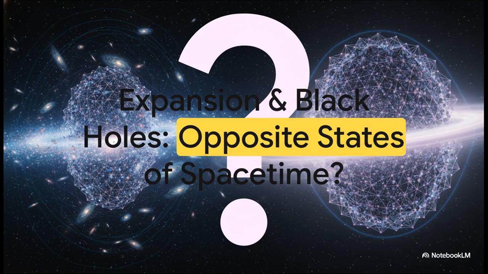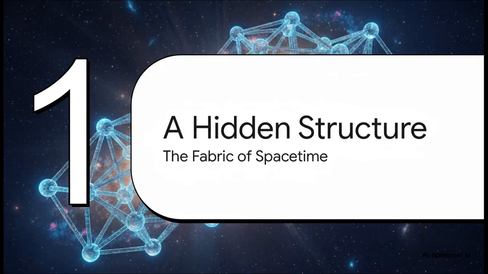What if cosmic expansion and black holes aren't these two separate, giant mysteries we've been chasing? What if they're actually just two sides of the same coin? Opposite states of some hidden structure in spacetime itself? To even begin to answer that, we've got to peel back the layers. This model suggests there's something hiding right under our noses, beneath everything we see, a hidden structure within spacetime.